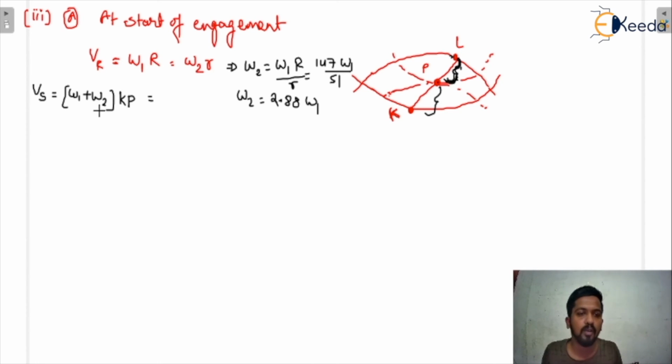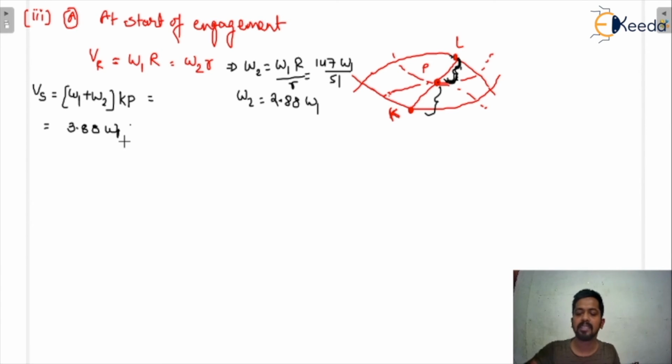Now we just have to replace the omega 2 value with the omega 1 value, because omega 1 and omega 2 both are not given. So we don't want to solve the question using two variables. We have to convert it into one variable. So that is 2.88 plus 1, that is 3.88 omega 1 into Kp.